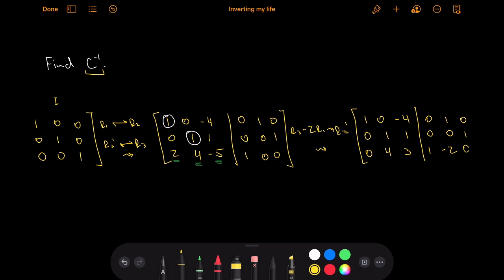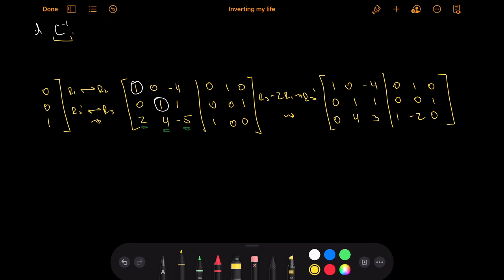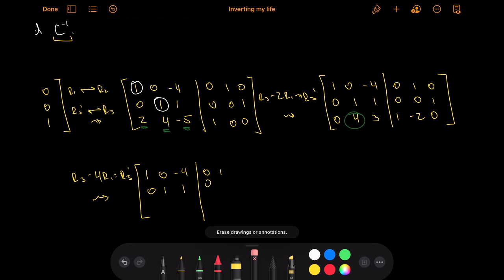And so we're just going to go ahead and now get rid of the 4 on the third row. To do that, we're going to let R3 be subtracted by 4 times R1, and that will give us our new R3. And so again, the first two rows remain untouched. So I'm just going to go ahead and rewrite all of them, both on the left and right side.